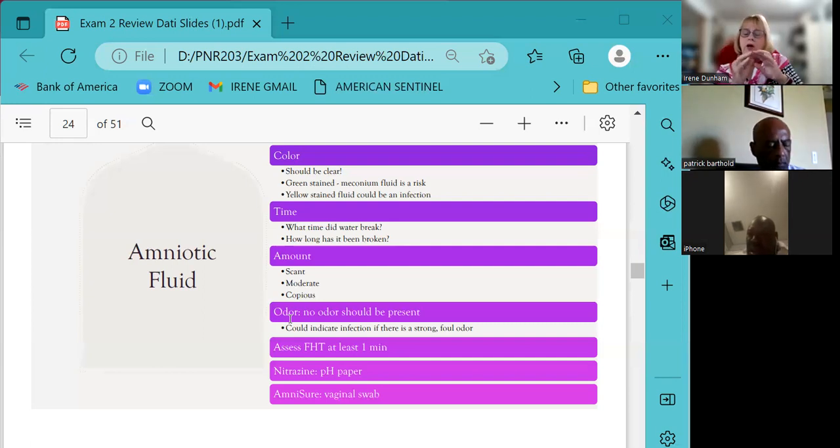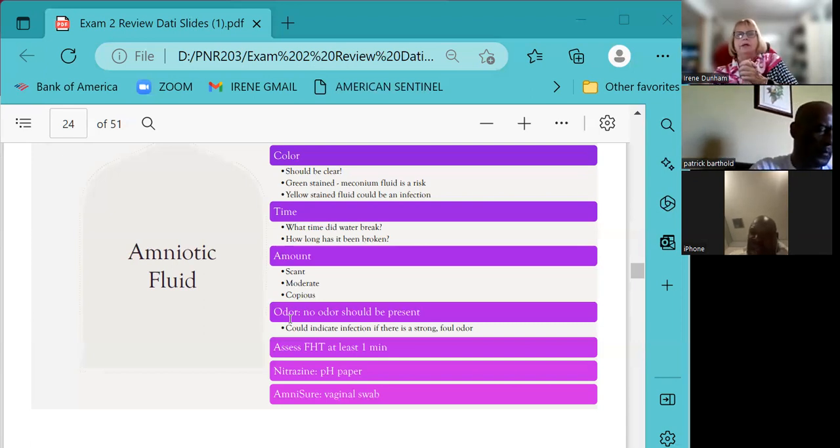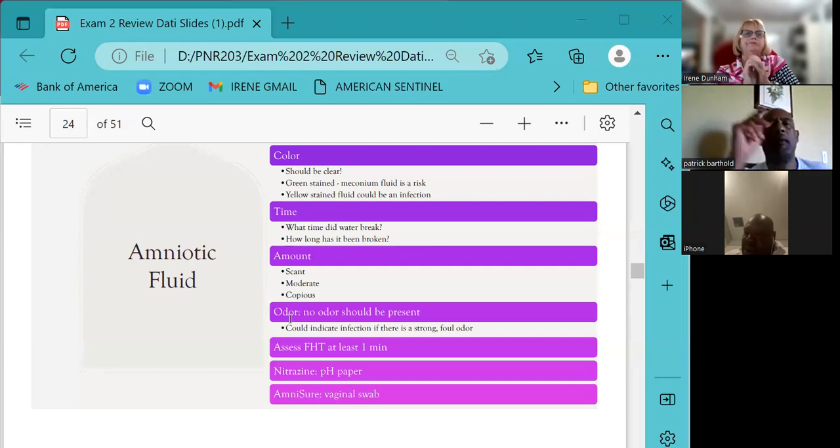If the fluid is yellow, now write this down. Ms. Nichols, are you writing it down? Yellow stained fluid means an infection. Yellow fluid is never good, it's an infection. And I tell you, if the amniotic fluid has an odor to it, that means there's an infection.